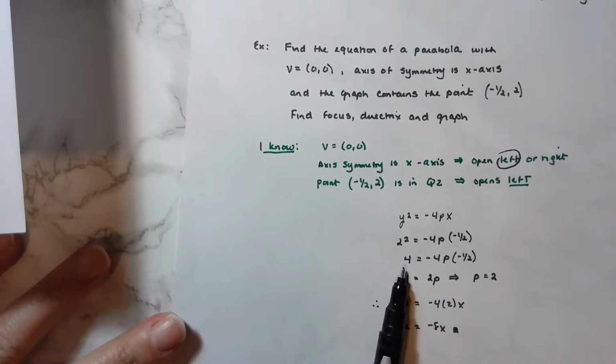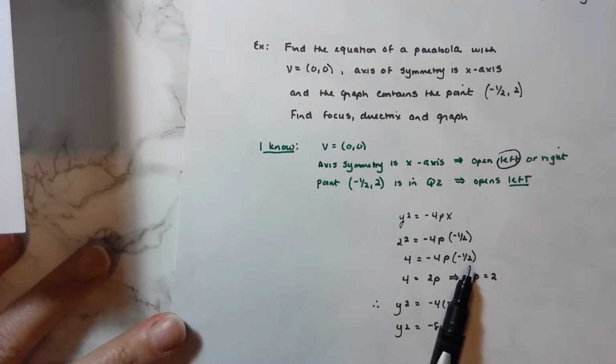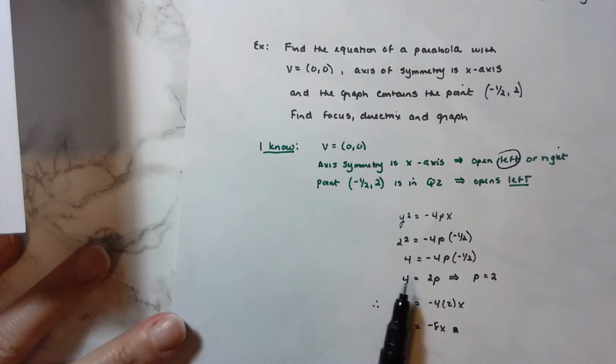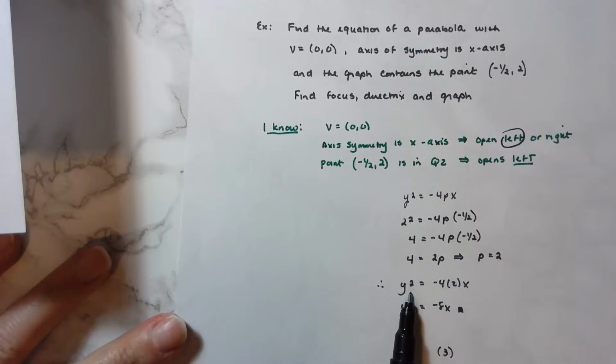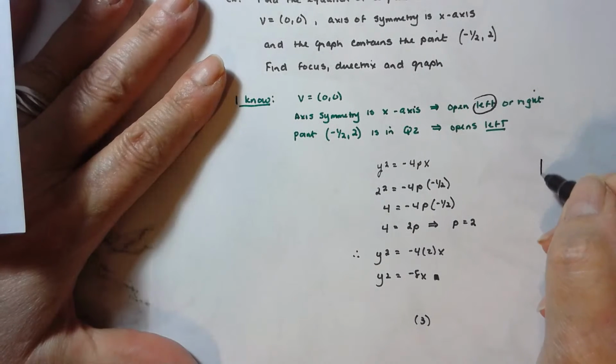So I've got 4 is equal to negative 4 times p times negative 1/2. Well, negative 4 times negative 1/2 is a positive 2. So 4 divided by 2 gives me a p-value of 2. So now that I have the p-value, I can plug that in. And I've got y squared is negative 4 times 2 times x, or negative 8x. This is the equation of the parabola whose vertex is at 0, 0 and opens to the left. Now, I didn't find the focus or the directrix because I forgot when I was preparing the notes, but let's do it now.